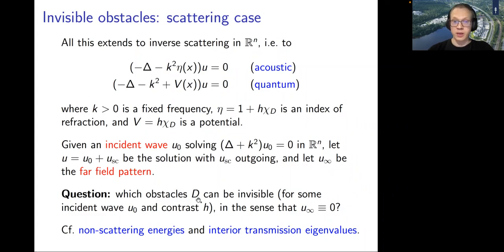So in inverse scattering, the question would be as follows. Which obstacles D can be invisible for some particular incident wave u0 and some contrast H, in the sense that the scattering measurement, the far field pattern u infinity, is equal to 0? This means that if an obstacle is invisible, then it's possible to find some incident wave so that the obstacle is not going to produce any scattering response at all. So this far field pattern is equal to 0. And this is closely related to the concept of non-scattering energies and interior transmission eigenvalues, which have been popular topics in inverse scattering theory recently.